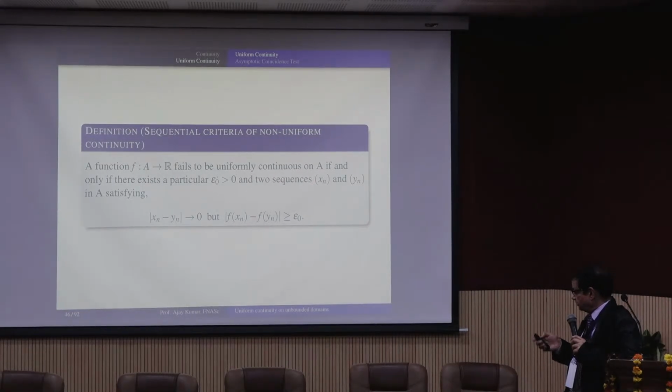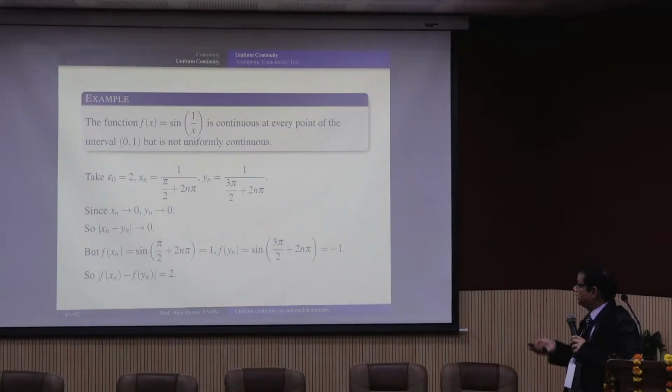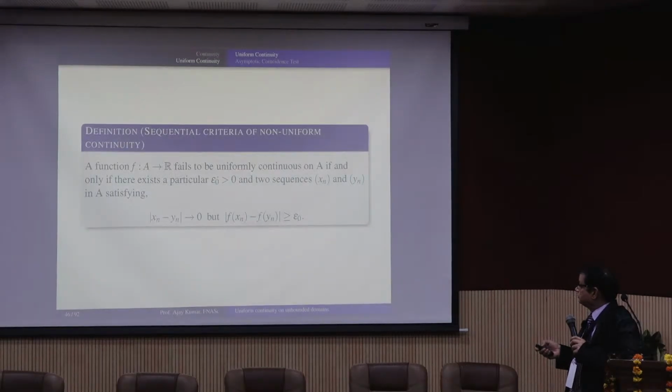It is a difficult job to say that it does not depend on the point x. So how do we show that some function is not uniformly continuous? You create two sequences xn and yn such that xn minus yn goes to 0, and f of xn minus f of yn is a little bigger than a given number.